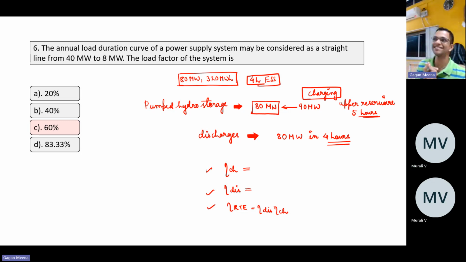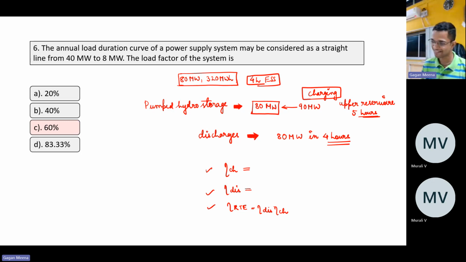Let us say this is not a pumped hydro storage. Assume that it's a battery. Then how will you calculate? Assume that the power capacity of the battery is 80 megawatts, and for charging it takes 90 megawatts. For charging it is taking 5 hours, but it discharges in 4 hours itself, at 80 megawatts. So what will be the charging efficiency in that case? An 80 megawatt battery.